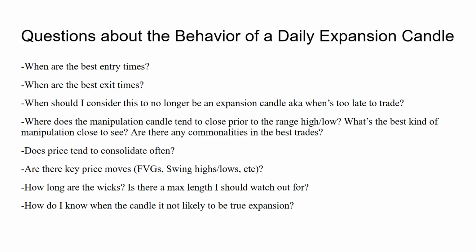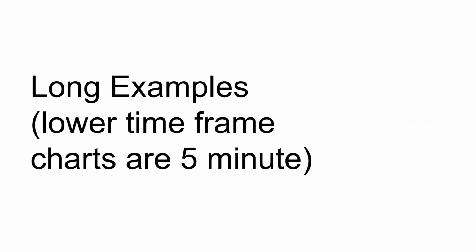How long are the wicks on an expansion candle? Is there a max wick length that I should look out for? So say if I'm expecting price to have like a 20 pip wick and it wicks 100 pips, is that like a red flag? You need to know these things. You need to know what's out of the ordinary. Okay, and how do I know when the expansion candle is not likely to be a true expansion? So you have to know that and filter out the bad trades.